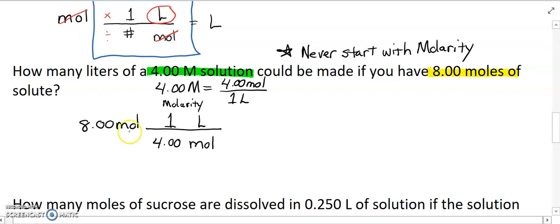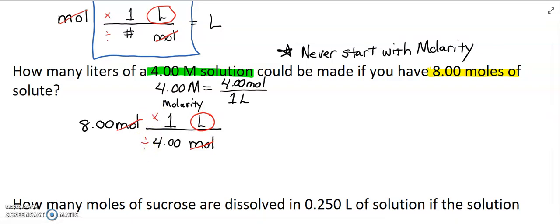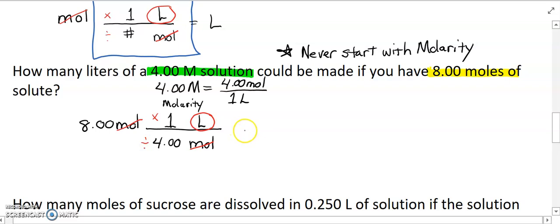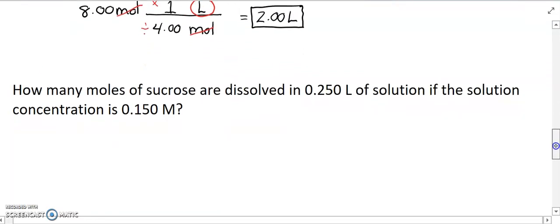And that means that moles are going to cancel. And I'm going to have liters that are left. I multiply across the top, I divide by the bottom, and I'm going to take 8 times 1 divided by 4, and I'm going to come out with 2.00 liters of solution that I would need to make for this particular problem. So let's take a look at another example.